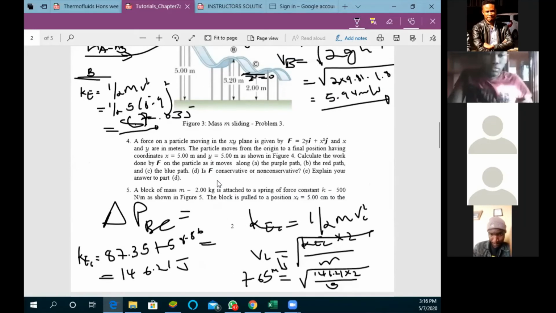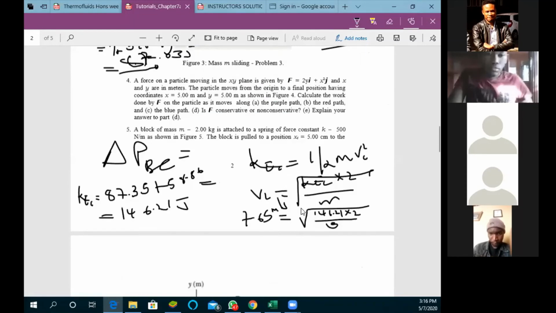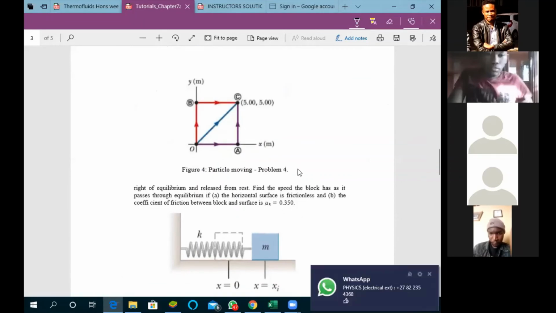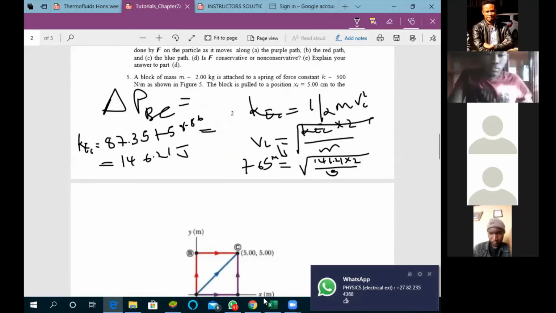So number 5 goes like this: a block of mass 2 kg is attached to a spring of force constant k = 500 Newtons per meter, as shown in Fig 5. The block is pulled to a position x1 centimeters to the right of equilibrium and released from rest. Find the speed of the block as it passes through equilibrium.